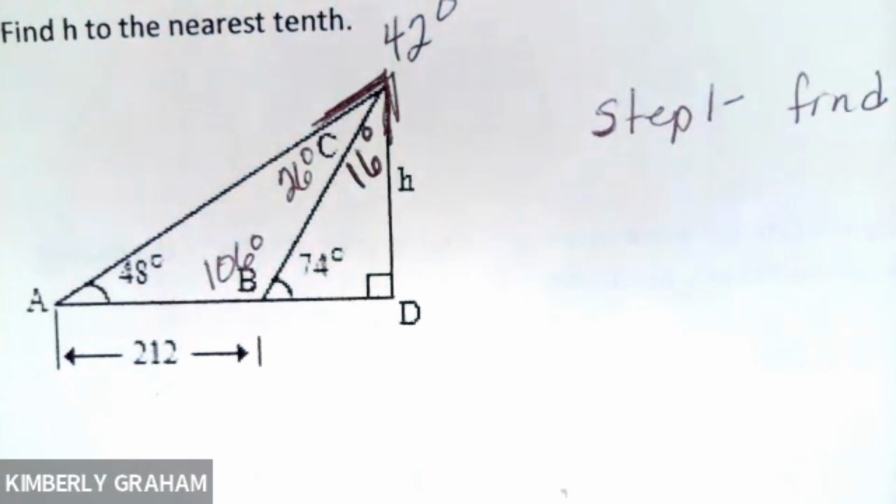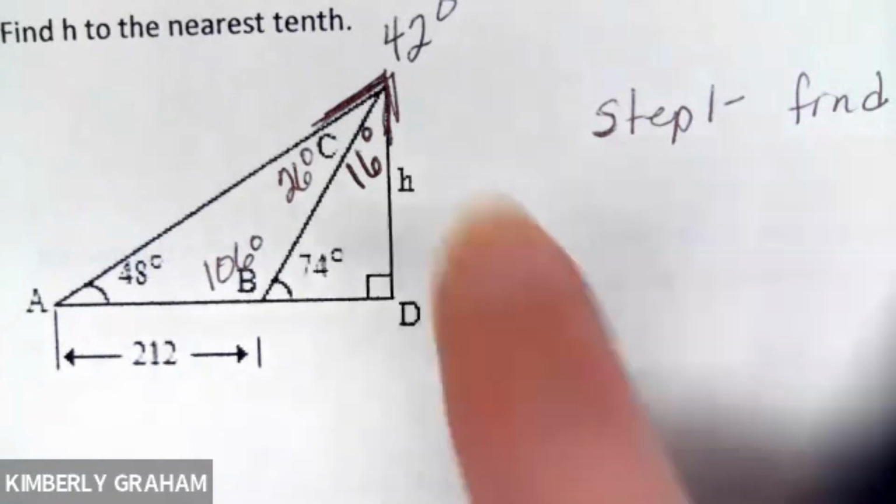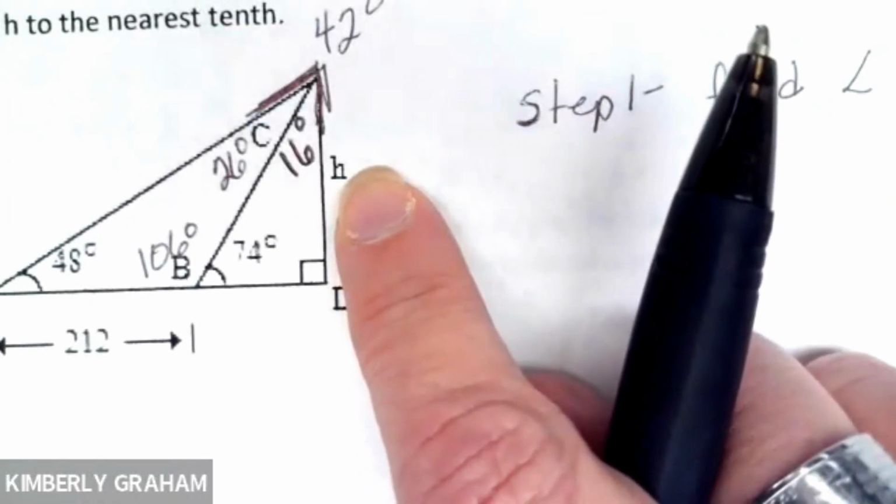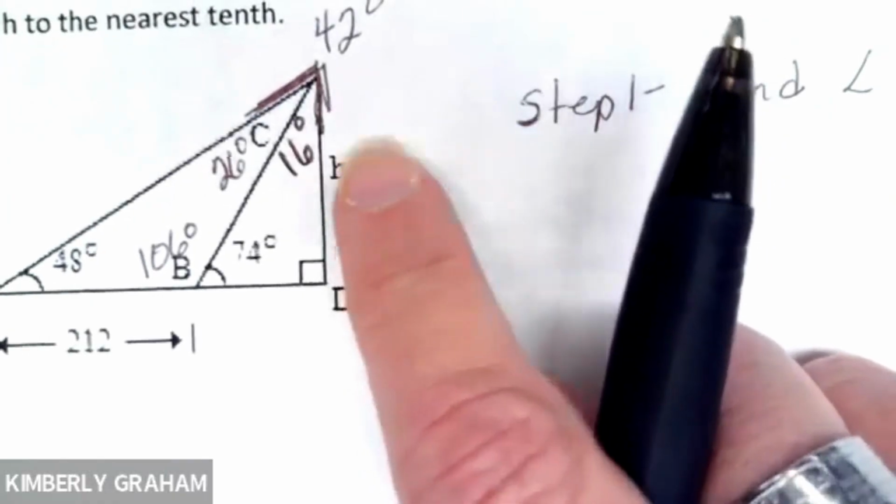I might not need them all, but everything is there and labeled, and it's going to help me be sure that I've got everything right. Because you can always go back and check your work by being sure your biggest side is opposite your biggest angle, your smallest side is opposite your smallest angle. What am I asked to find? Find H. Okay, I want to find H.